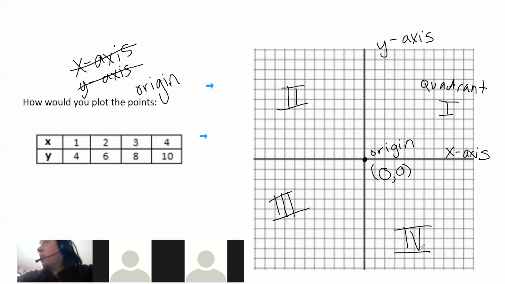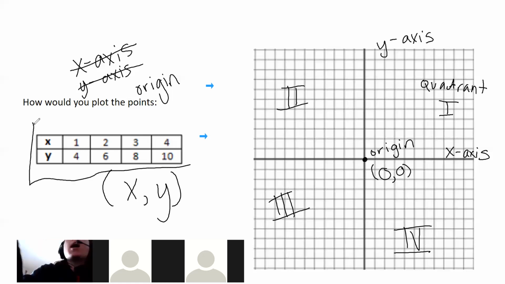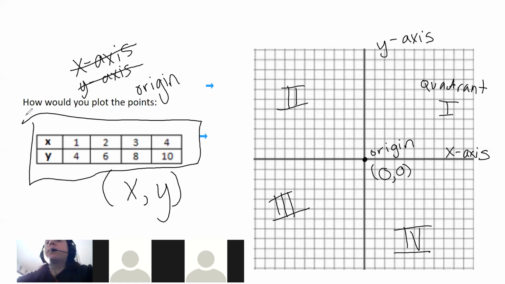And if I want to plot a point, remember points are always X first and then Y. So if I wanted to plot a point, I would start at the origin and then move according to the X and the Y. Now look at this chart here, guys. This is a very common way that you're going to see points listed for you to graph. What is the first point off of that graph? What is the first coordinate point?